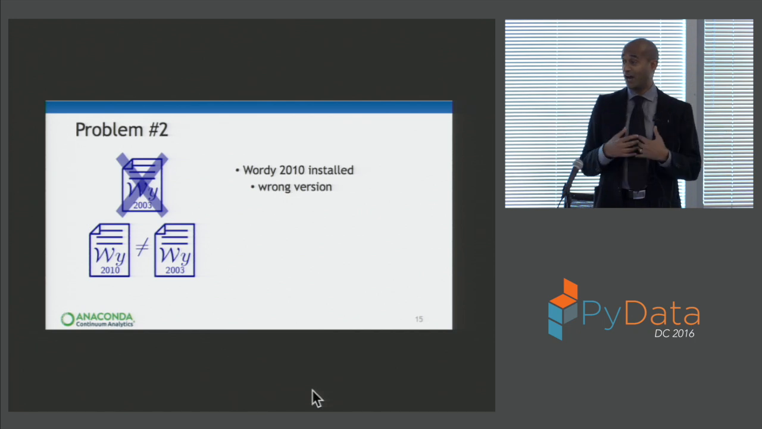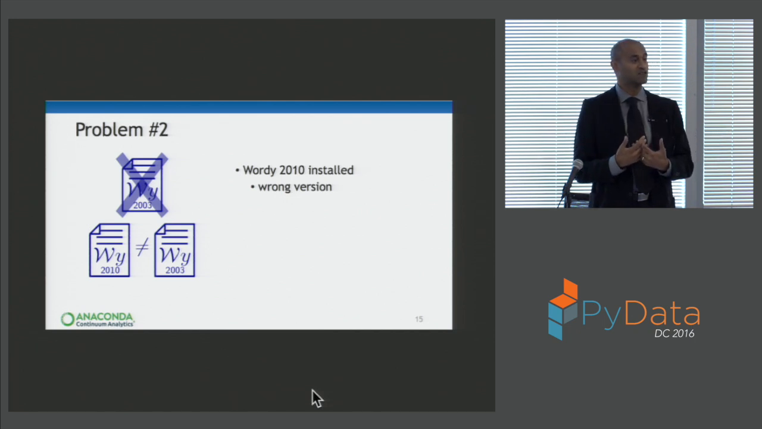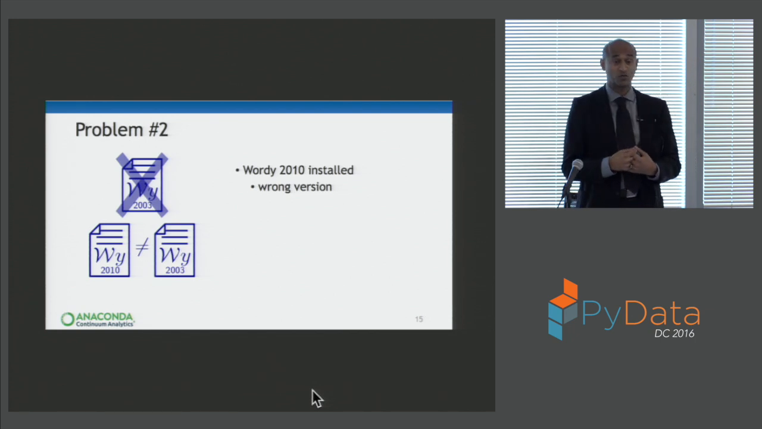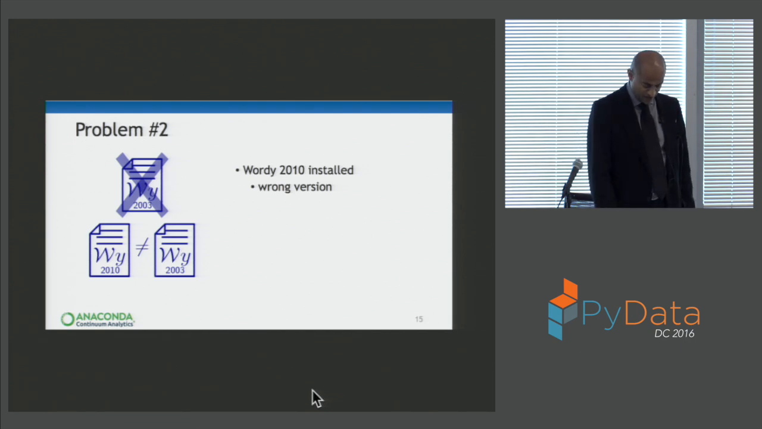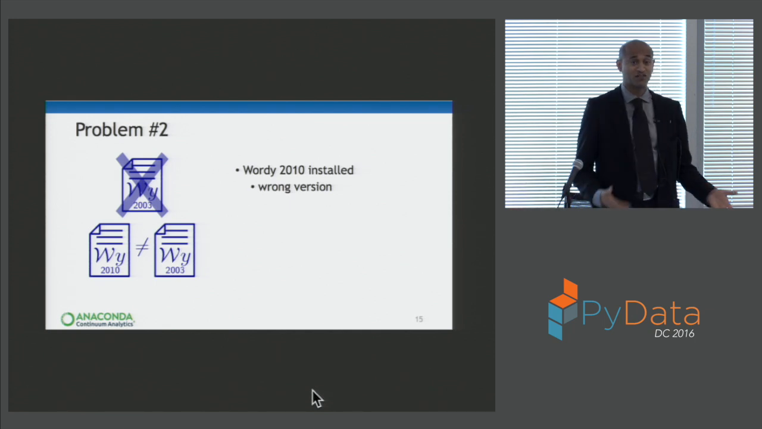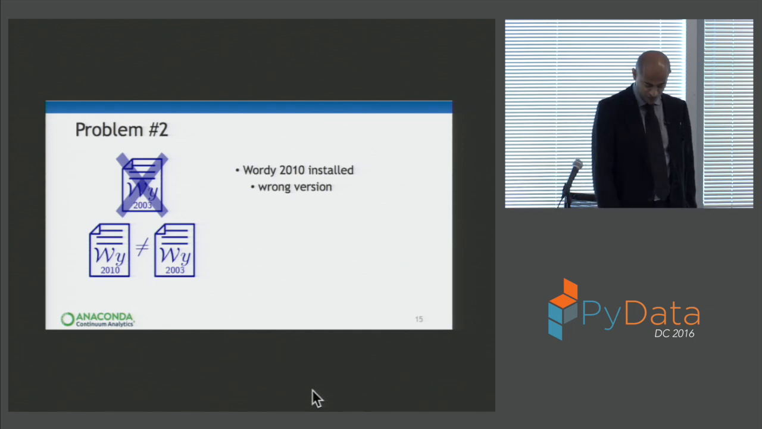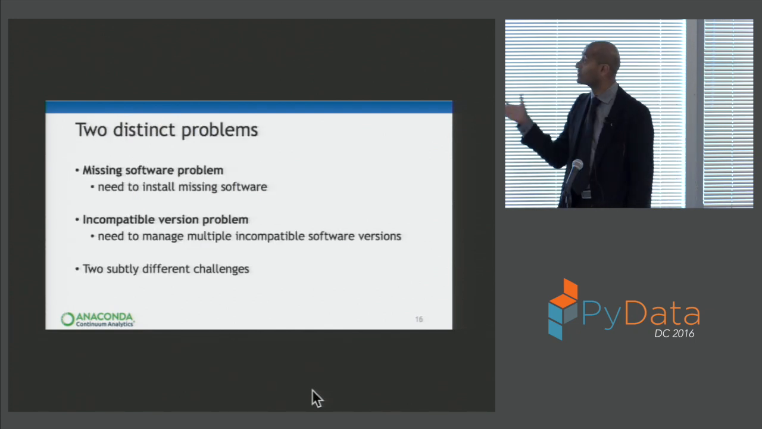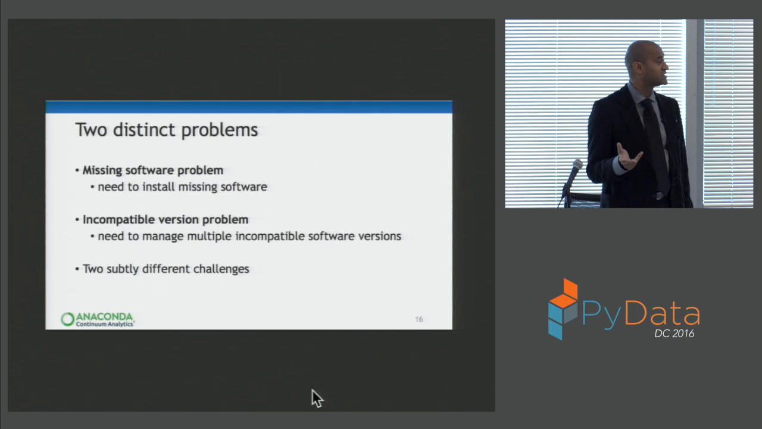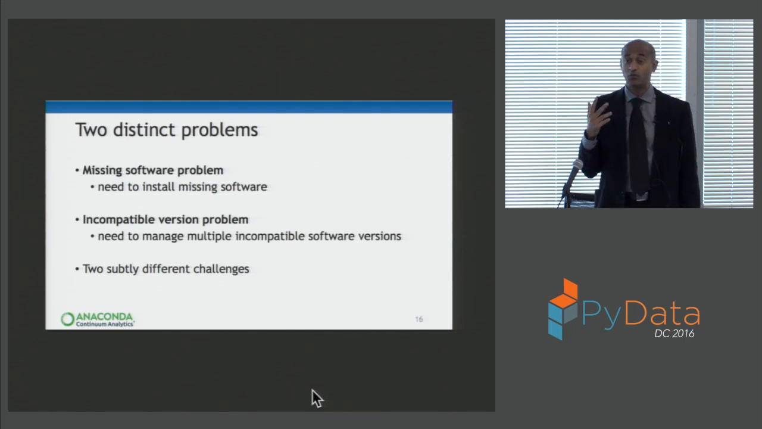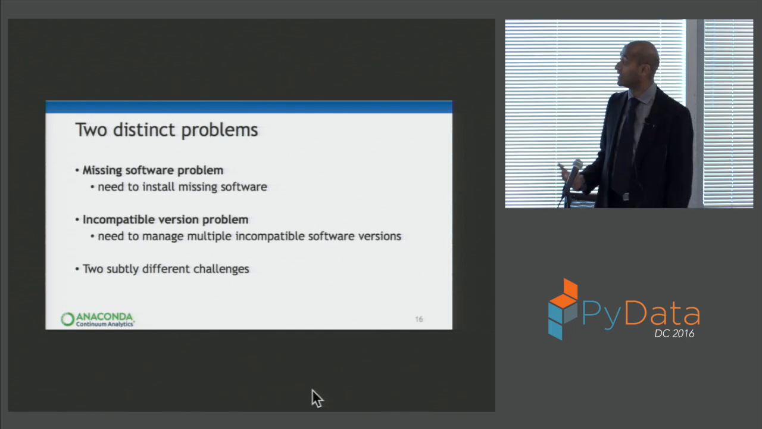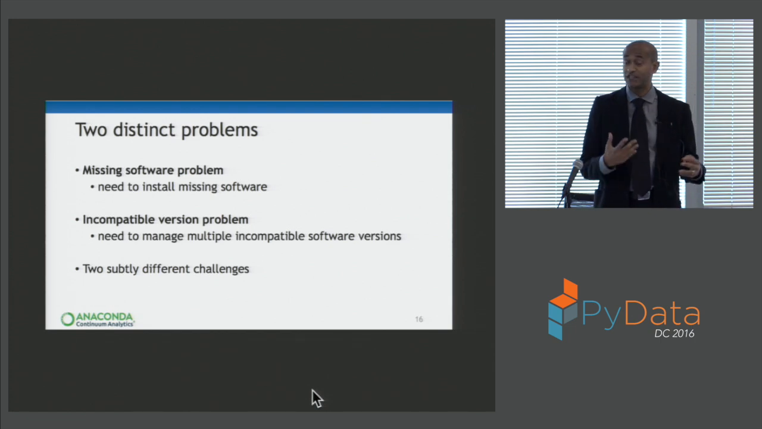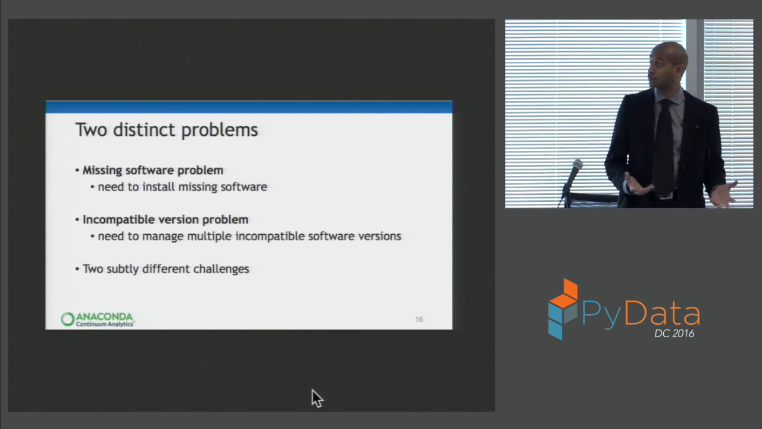It's not a problem that's restricted to developers and analysts working at a technical level. Anybody who works with computers in any aspect, even common consumers of software, encounters this problem, just by virtue of the fact that different versions of things float around and change. So I want to think of these as two different kinds of problems. I'm going to call one the missing software problem, where you don't have some piece of software you need in order to get a task done, and the other the incompatible version problem, where you have to manage multiple incompatible software versions.